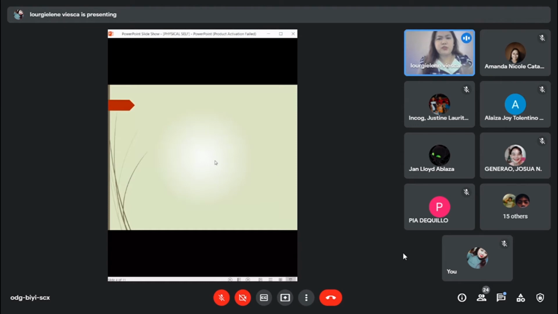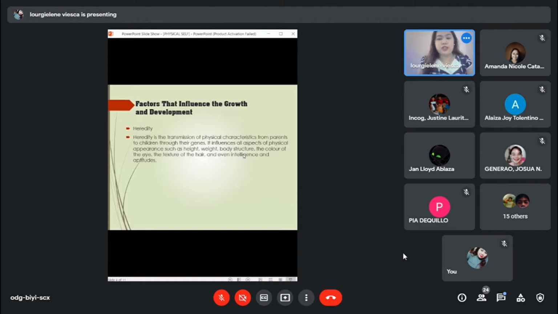What are the different factors if we look into the development of our body or of our physical appearance? What are the different factors that influence the growth and development of an individual? First, we have heredity. When we say heredity, this is the transmission of physical characteristics from parents to children through their genes. It influences all aspects of physical appearance such as height, weight, body structure, the color of the eye, the structure of the hair, and even intelligence and aptitudes.